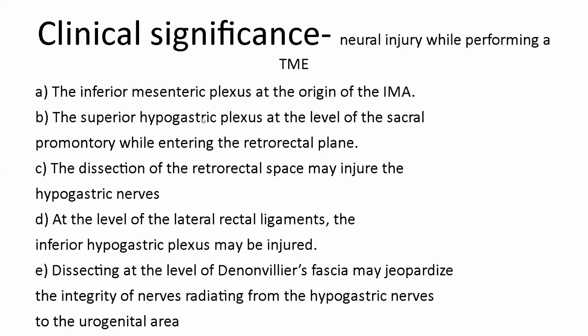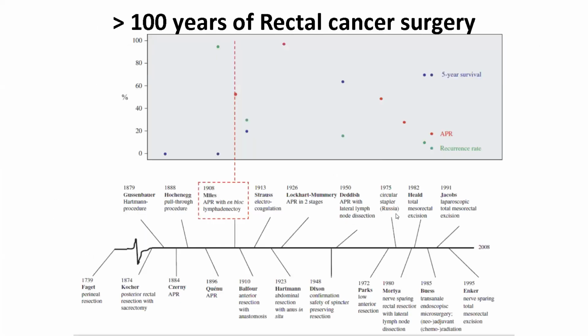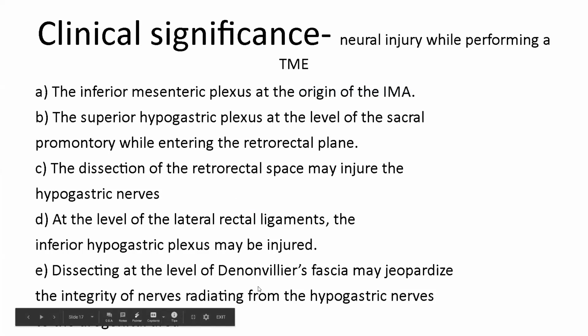The next is the superior hypogastric plexus at the level of the sacral promontory. This happens while we enter the retrorectal plane. The third is the dissection of the retrorectal space, which may injure the hypogastric nerves. This hypogastric nerve injury can result in bowel and bladder dysfunction. Then at the level of the lateral rectal ligament, again the inferior hypogastric plexus may be injured. And finally, dissecting at the level of Denonvilliers' fascia may jeopardize the integrity of the nerves radiating from the hypogastric nerves.